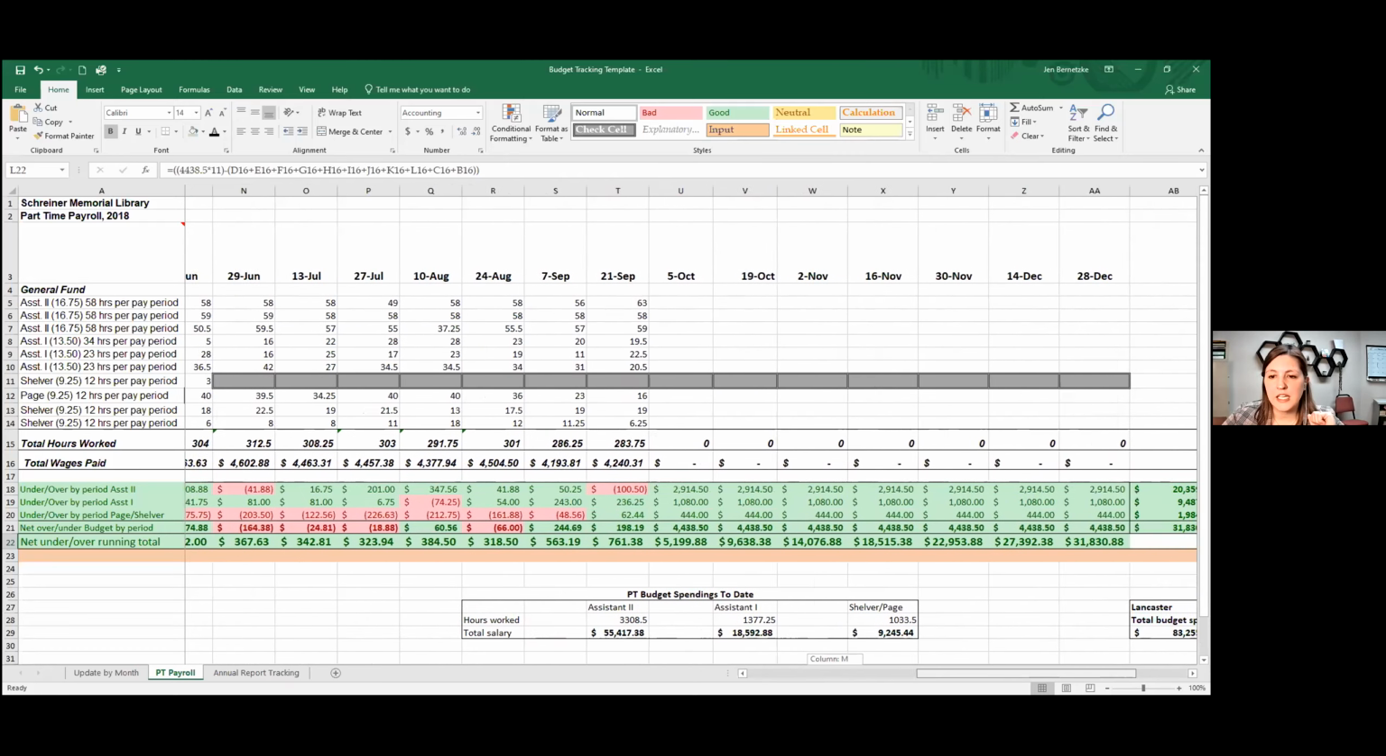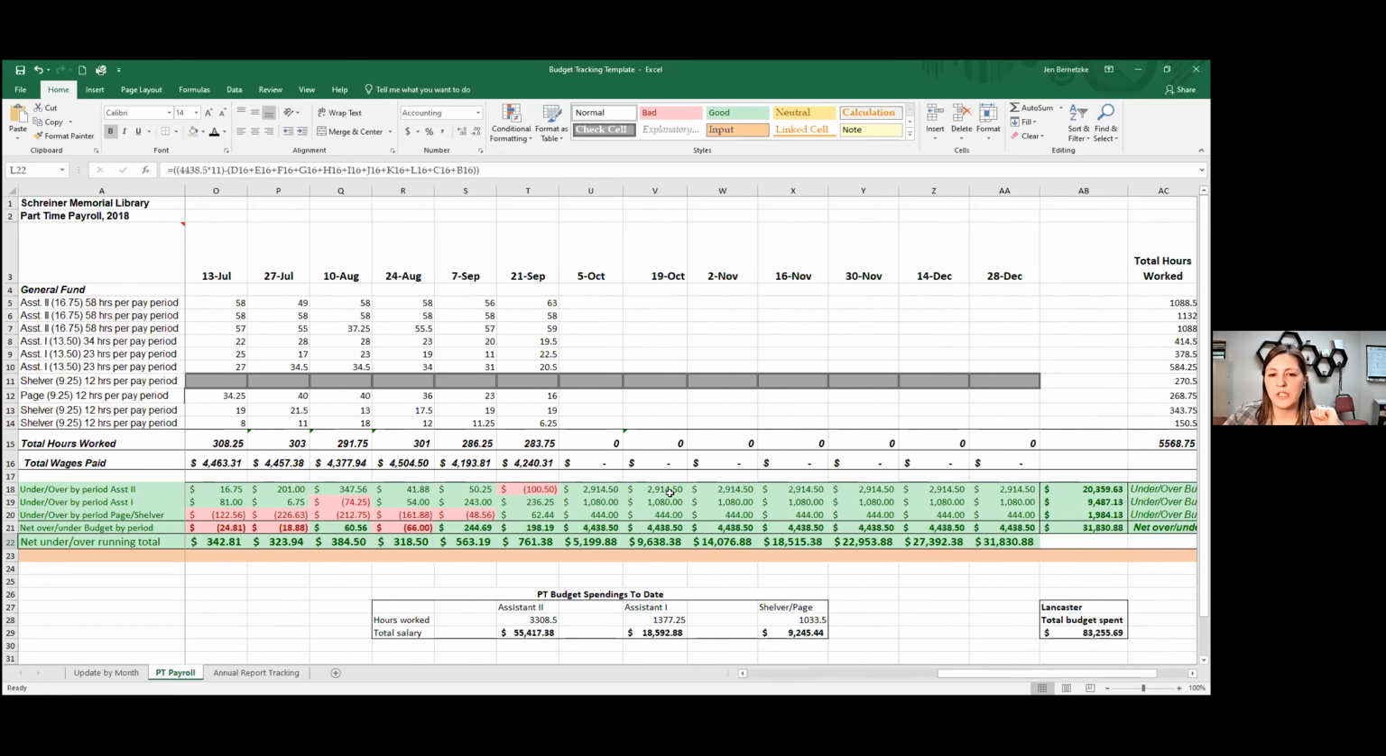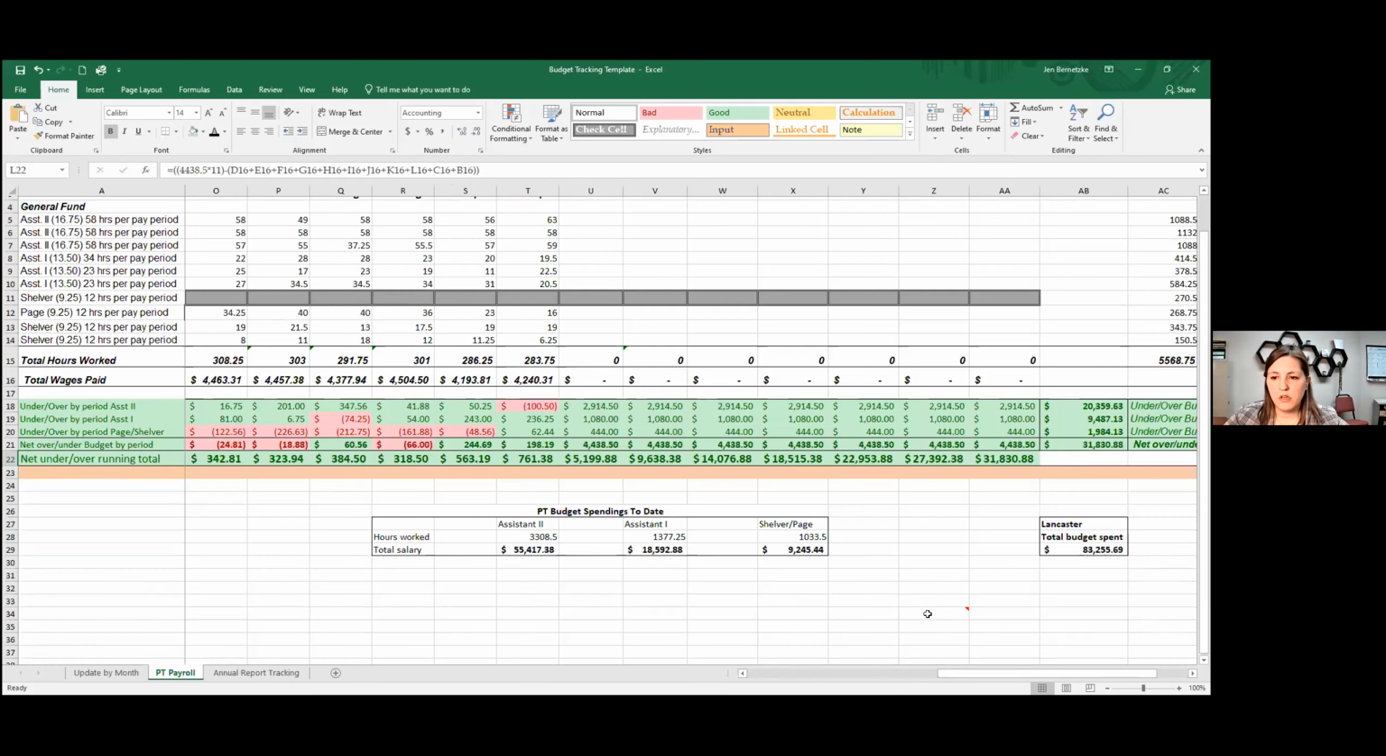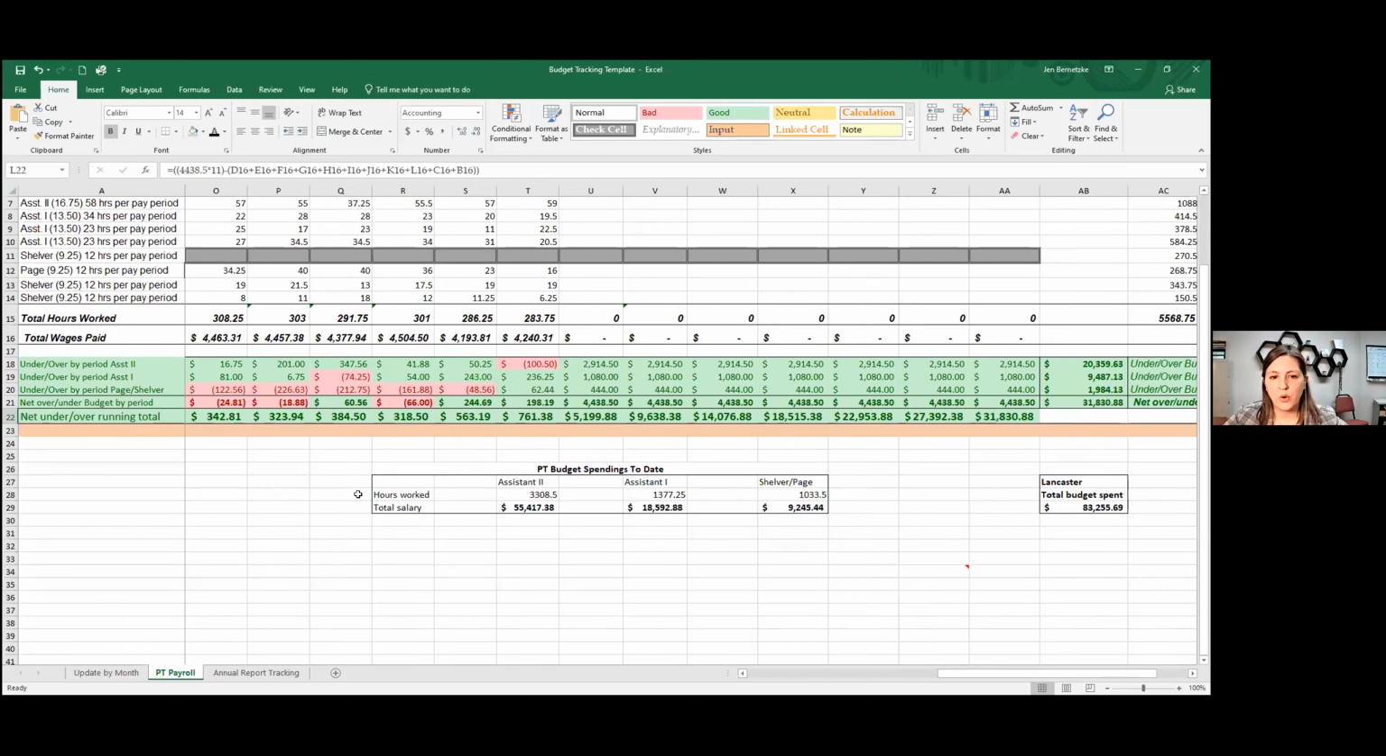And then obviously it stops being helpful if you haven't filled out the data, because this is the average number of how many hours or how much pay we're supposed to be. So it makes it look like we're way under budget. Well, we are, because we haven't finished the year. Down below, I have a few things here. I have total hours worked by position, and then the total salaries or wages that were paid out per position.